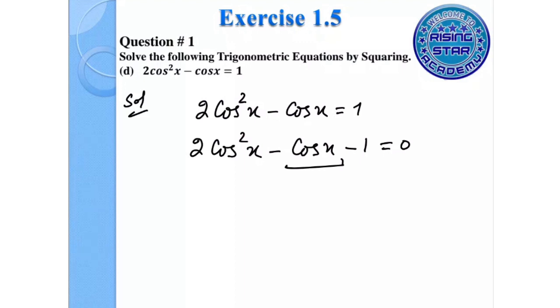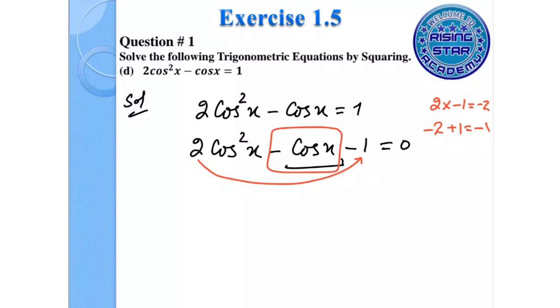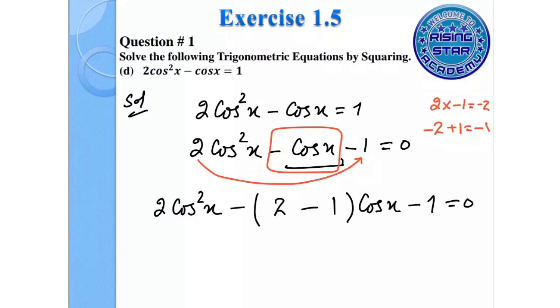So for that purpose, what would we do? We will multiply this factor 2 by negative 1, so 2 times negative 1 would become negative 2. So I need two numbers which, when we multiply them, give minus 2, and when we add or subtract them, give negative 1, the middle term. Now the method is, first of all, I will write the first value as it is, then I will put the negative sign, cos x outside, minus 1 is equal to 0. So here I will write 2 minus 1.